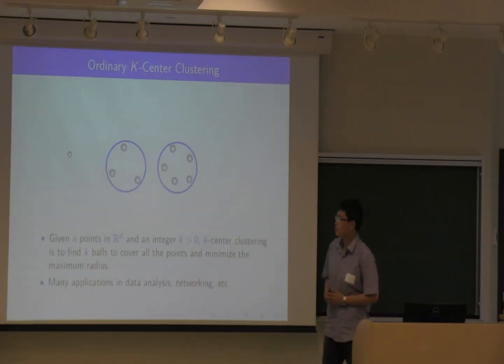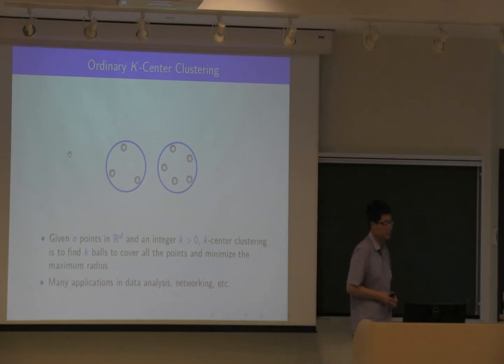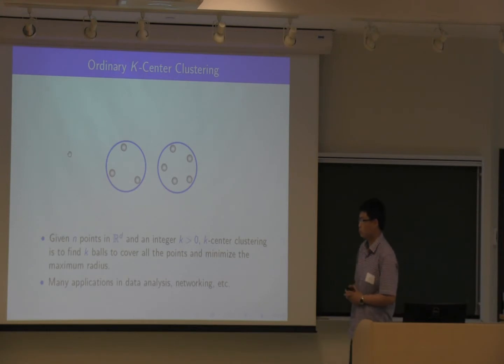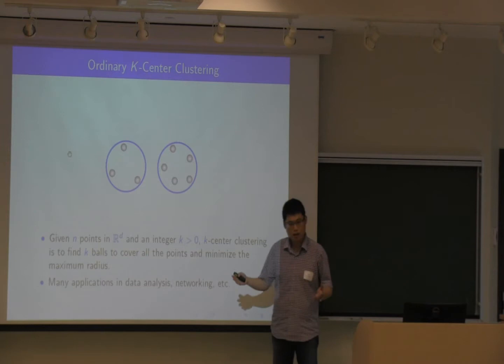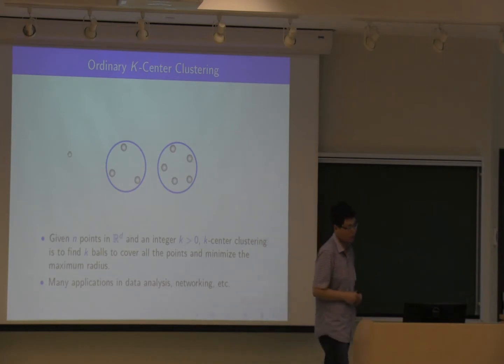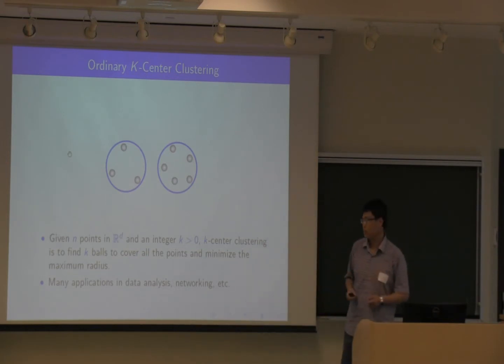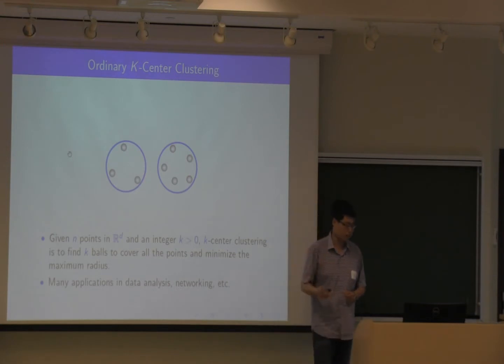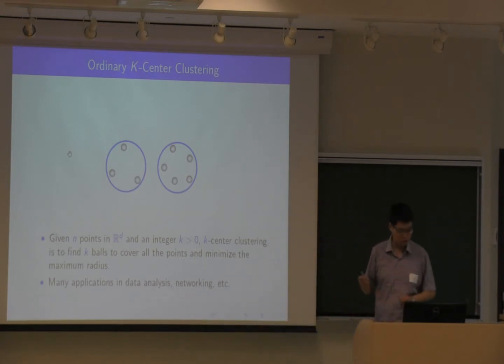At the beginning, let me first briefly talk about the algorithms and their problems, although I believe most of you are pretty familiar with them. Suppose you are given a set of points in the space, and also an integer k. We want to partition the given points into k parts, cover each part by a ball, and minimize the maximum radius. This is a very fundamental problem in computer science with many real-world applications in data analysis, networking, machine learning, programming, and so on.